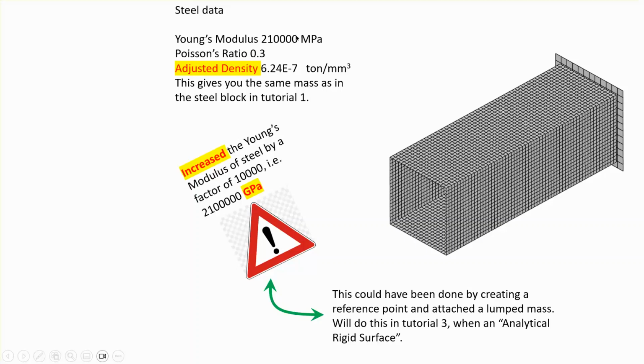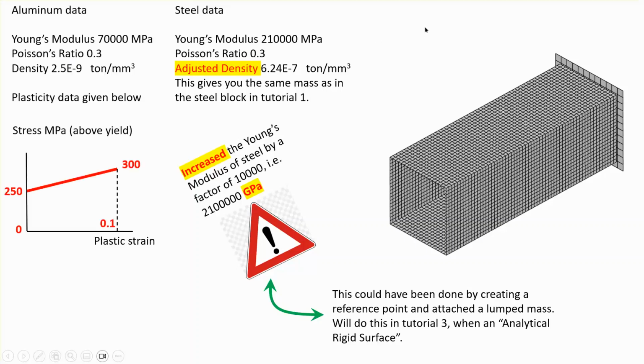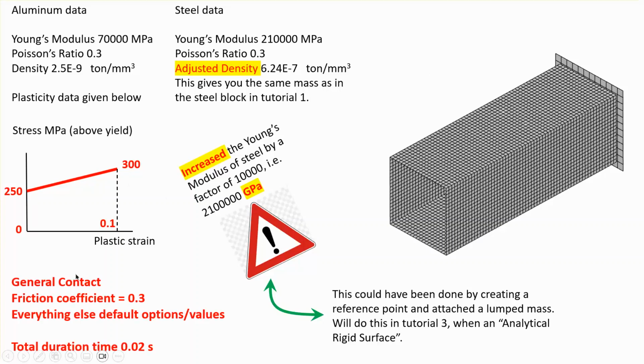First, I'm going to use exactly the same stiffness that I had for tutorial 1. Aluminum is the same data from the first tutorial. Basically, it's isotropic bilinear plasticity, so I need two pieces of data. These are the same things that I used before. We're going to use general contact, with a friction coefficient of 0.3, and everything else is default, and the total duration is 20 milliseconds or 0.02 seconds.